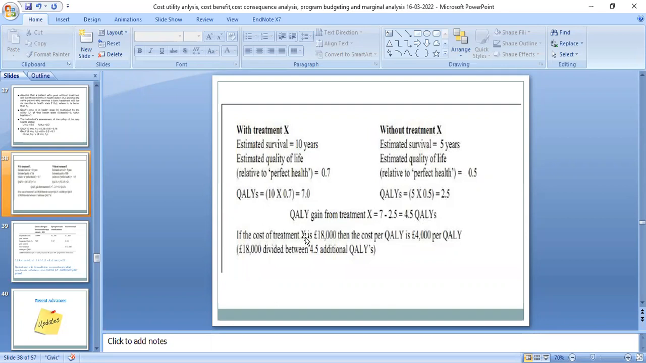If the cost of treatment X is, suppose, 18,000 euros, then the cost is 4,000 per QALY. That is calculated by dividing the 18,000 euros by 4.5 additional quality adjusted life years.